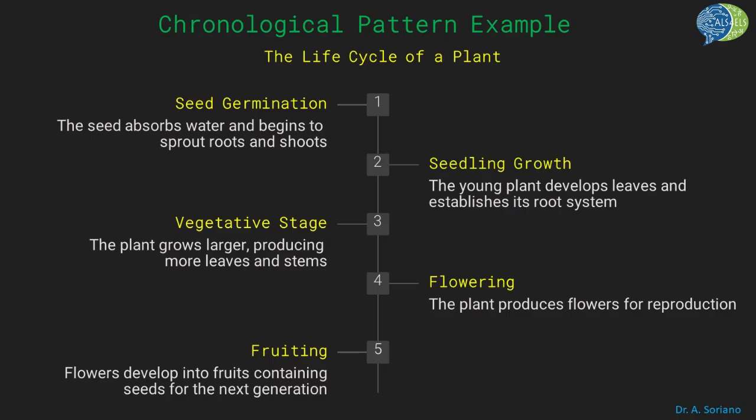Now for the chronological pattern. A classic example is explaining the life cycle of a plant. You would organize your points based on the natural time sequence of a plant's growth. You'd start with seed germination, move on to seedling growth, then the vegetative stage, followed by flowering, and finally, fruiting. The order is fixed by time, and presenting it in this sequence makes the process easy to understand.